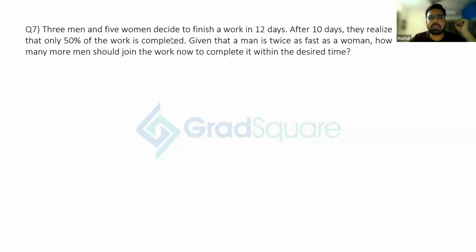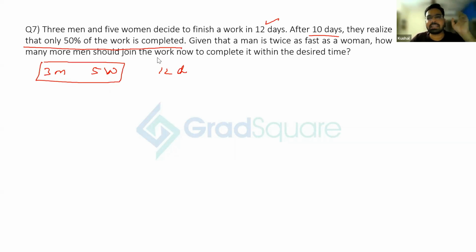3 men and 5 women decide to finish a work in 12 days. How many men are there? 3 men are there. 5 women are there. They decide to finish the work in how many days? 12 days. So that's the decision that they've taken. After 10 days, they realize that only 50% of the work is completed. So they've worked as a group. They worked for how many days? 10 days. And they realize that 50% of the work is over.